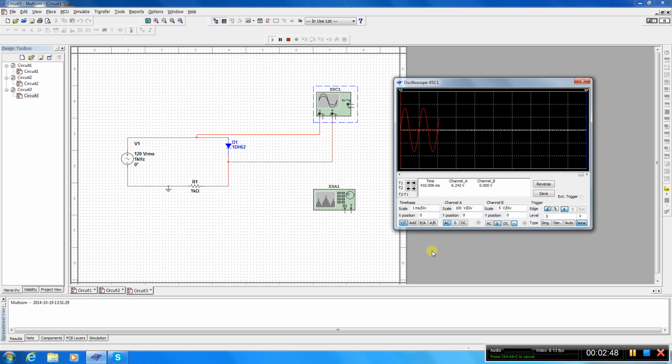So here we see channel A, which is the signal that comes as an input to the diode. It's a usual sinusoid. Its peak to peak value is about 166 volts, so you can check that. In fact, the root mean square of this is about 112 to 120 volts. So now let's see what the output signal is.